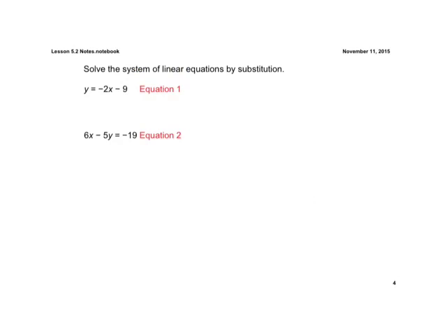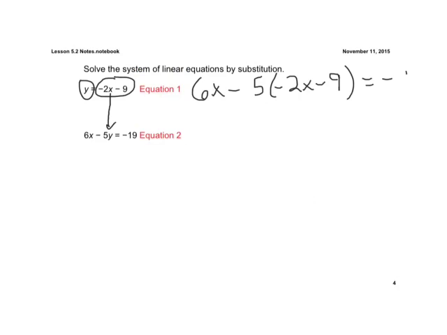All right, let's start with equation 1 and 2 here. We need to isolate one of the variables. Look at equation 1. Y is already by itself. So we can go ahead and get started. Let's substitute our value of y into equation 2 for the variable y. So if we rewrite equation 2, 6x minus 5 times a negative 2x minus 9, and that's all equal to a negative 19.